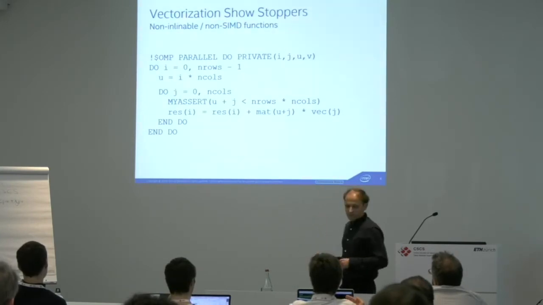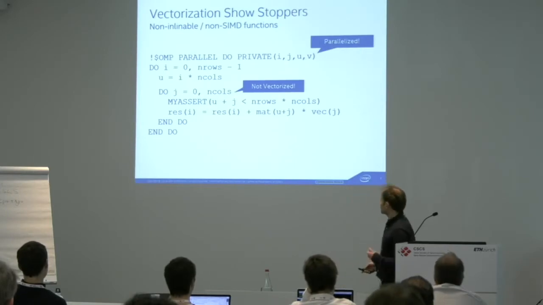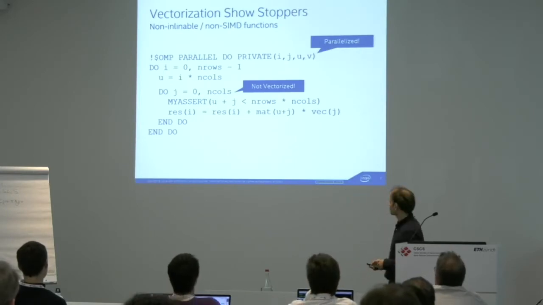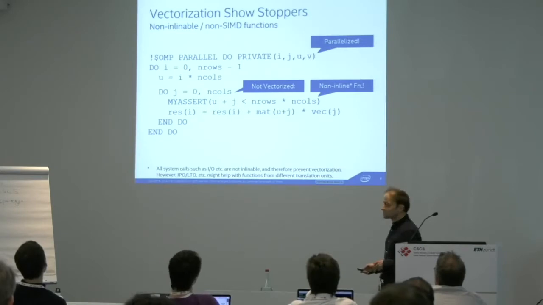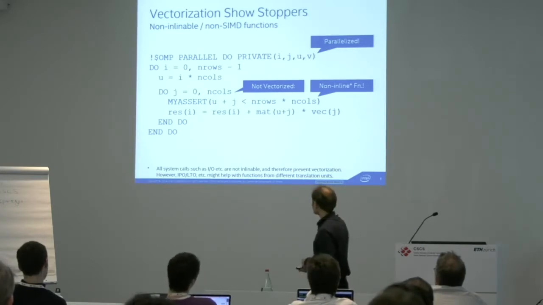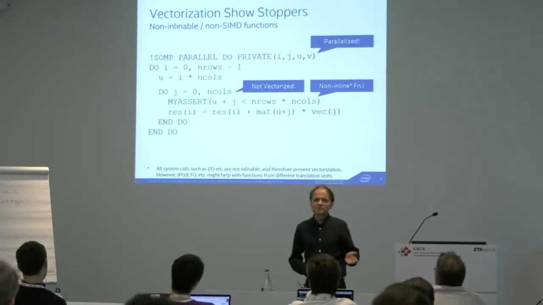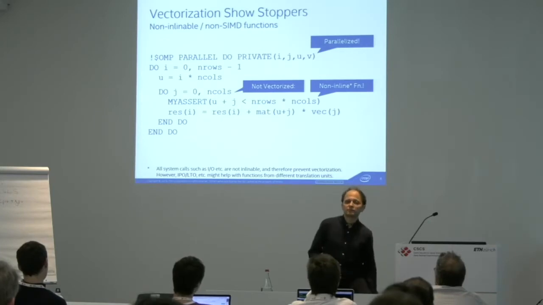Unless you strip it, it's an assertion. The reason here is basically that this is parallelized, but not vectorized, just because this is not an inlineable function. That is something you should keep in mind.